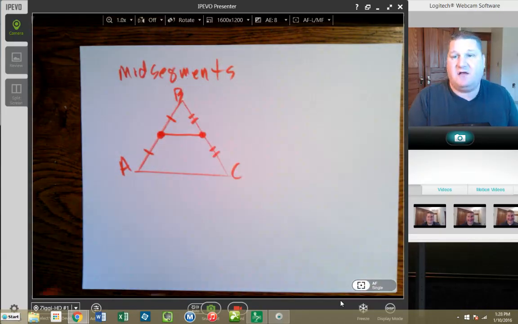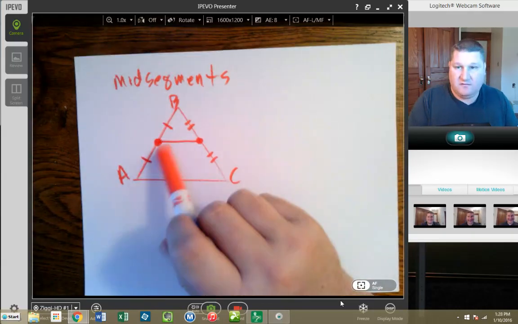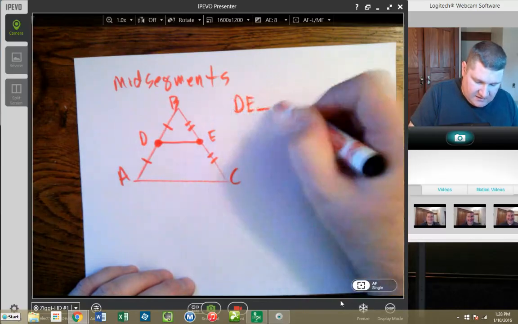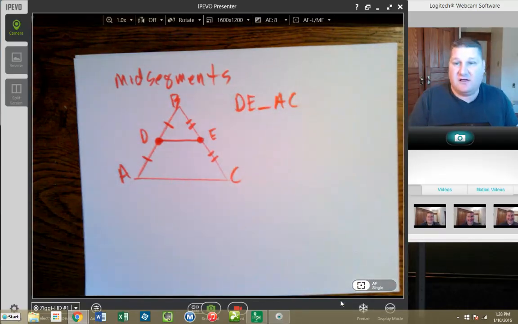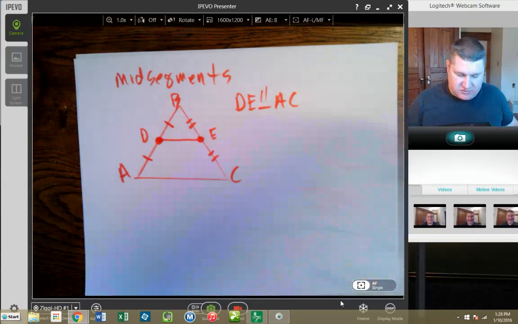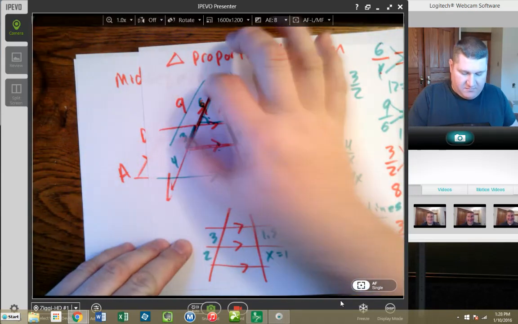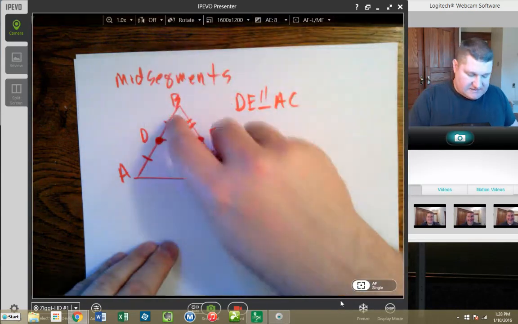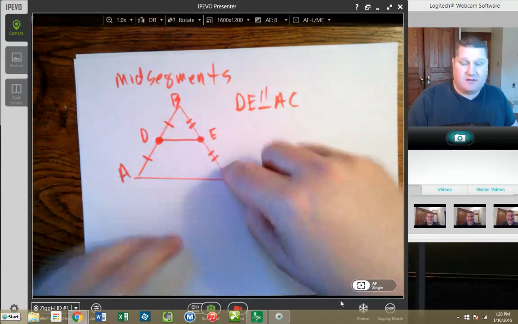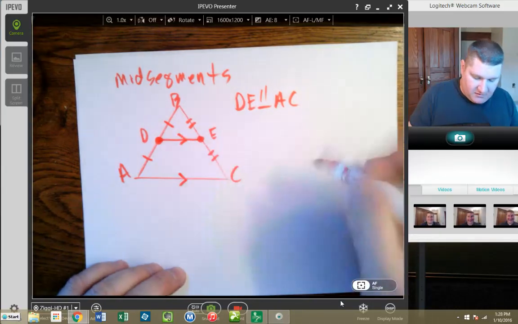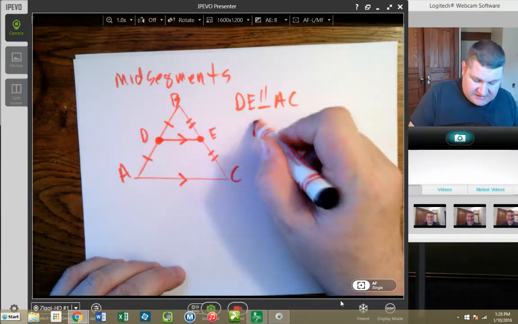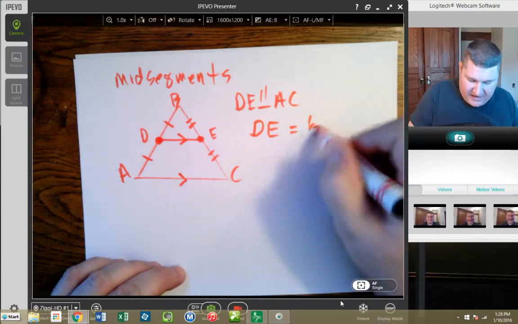What's the first thing that must be true about these two segments right here? We'll call them DE and AC. What must be true about them? The answer is parallel. Because we just said that in triangles, if lines are parallel, these are proportional. Well, take a look. Is this exactly the same as this? Yes, so this is to this as congruent is to congruent. So these two have to be parallel. So midsegments have to be parallel. Additionally, DE is going to equal 1/2 of AC.